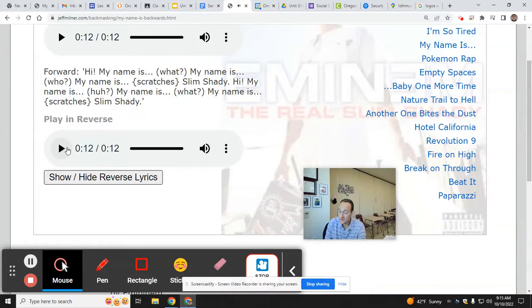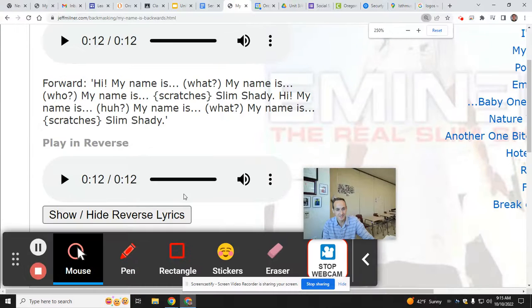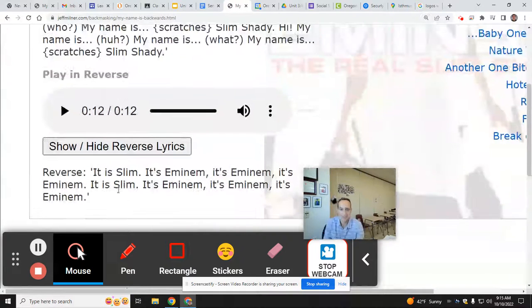Okay, so here's what you maybe heard. Some people, when they hear this, they're like, "Did he say cinnamon?" I swear he said cinnamon, but I don't know if he did this on purpose, because it is pretty clever if he did. But one of his nicknames is Slim Shady, right? So it is Slim, it's Eminem. So here you go. Watch for these words.